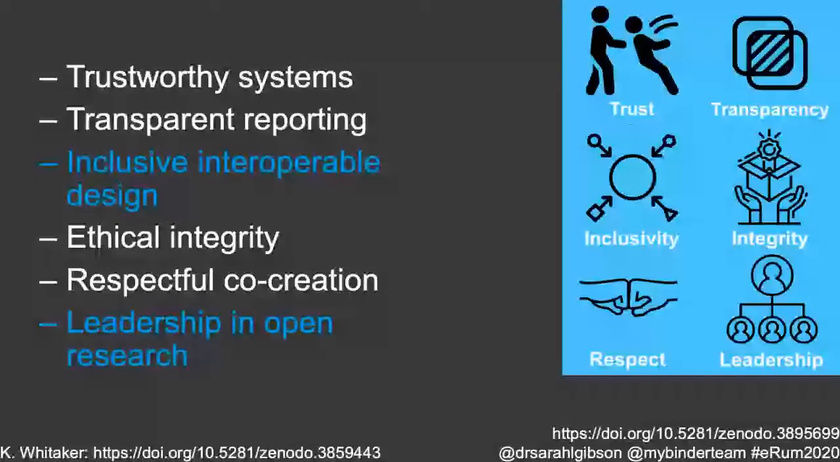Specifically relevant to this talk is leadership in open research. Binder is very passionate that we do not forge a path ourselves, but instead listen to our communities, meet them where they are, and help implement the features they'd find most useful. And this is why I'm giving this talk today.